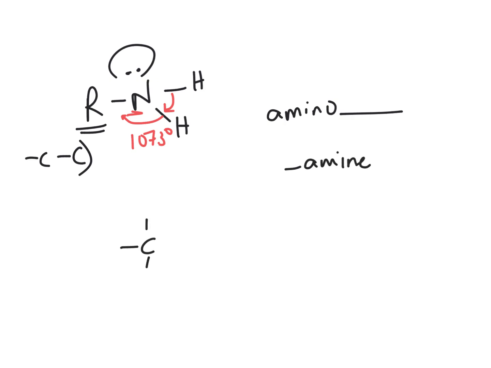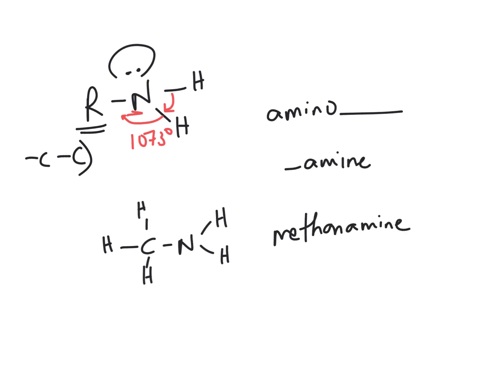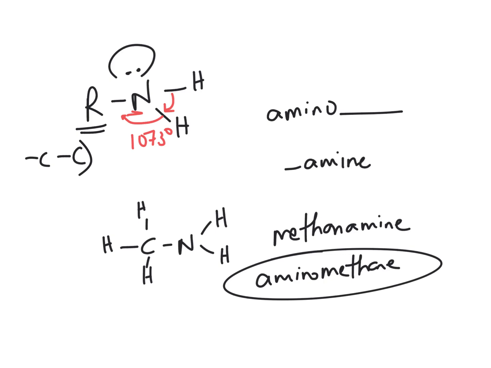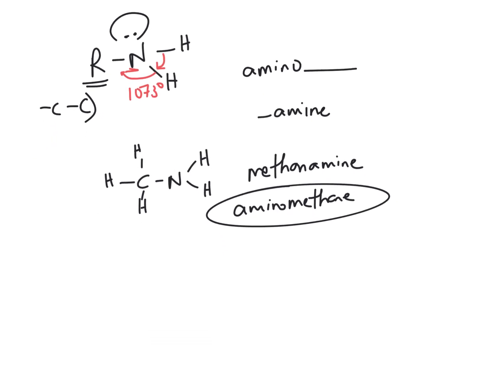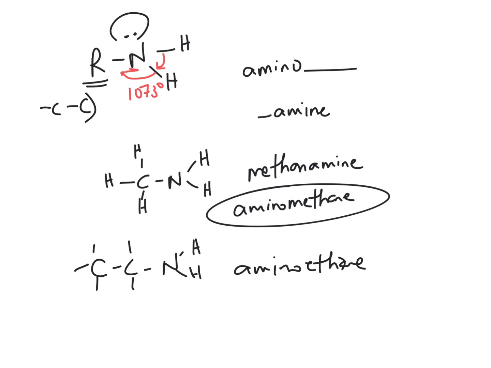So if you've got a 1 carbon amine like this, again, the carbon is 1, so it's a meth. So this is either called methanamine, or it is called aminomethane. And I think the preferred naming is this one, aminomethane, okay? If we have a 2 carbon, this is maybe a little bit redundant, but I'm doing it anyways because I started drawing it, aminoethane. Okay, not too complex.